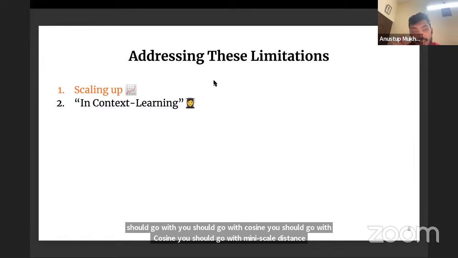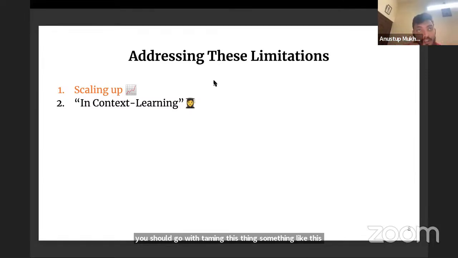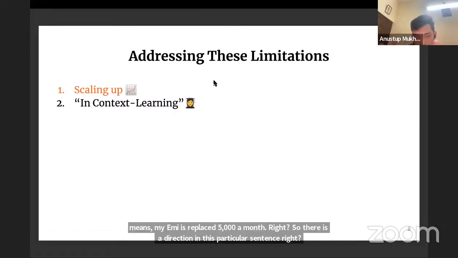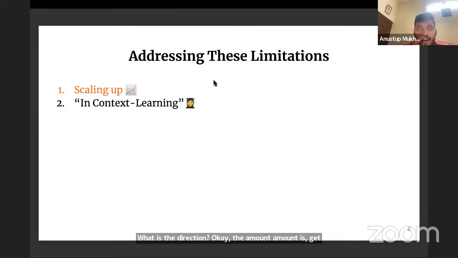It's again very specific based on your task. Just for an example, if you want to store both the dimension as well as the direction of the vector, say my EMI is rupees 5,000 a month, there is a direction in this particular sentence. What is the direction? The amount is my EMI, like who am I, and I am directed to what, that is an amount. There is a directional vector being present. So if you want to store the context of direction, go with cosine.